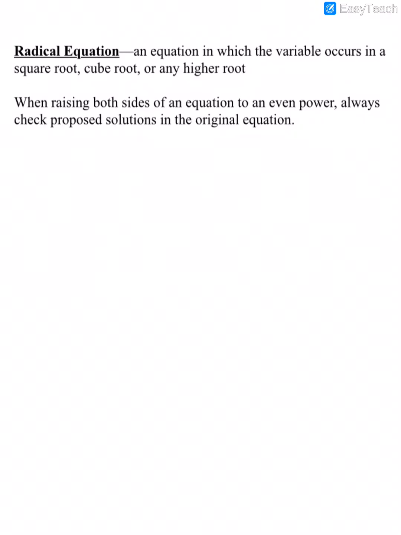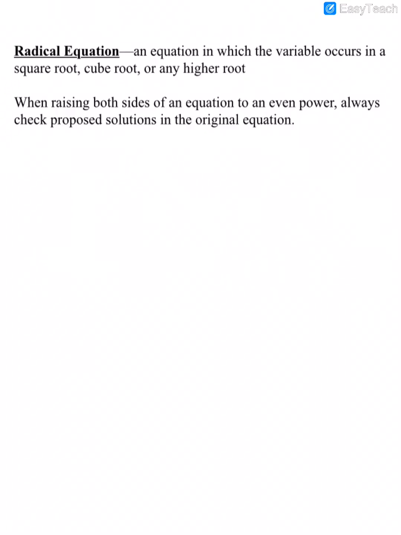Alright, we're going to talk about a different type of equation now. A radical equation is an equation in which the variable occurs in a square root, cube root, or any higher root. So if our variable is under a radical, we're going to have to undo it by raising it to the opposite power. What I mean by that is, say if we have a square root, the opposite of square root is to square. The opposite of cube root is to cube. So we're going to be raising it to a power that's opposite of the root.